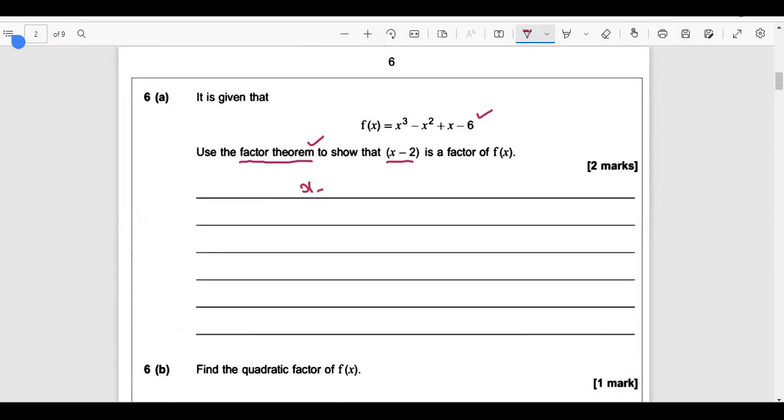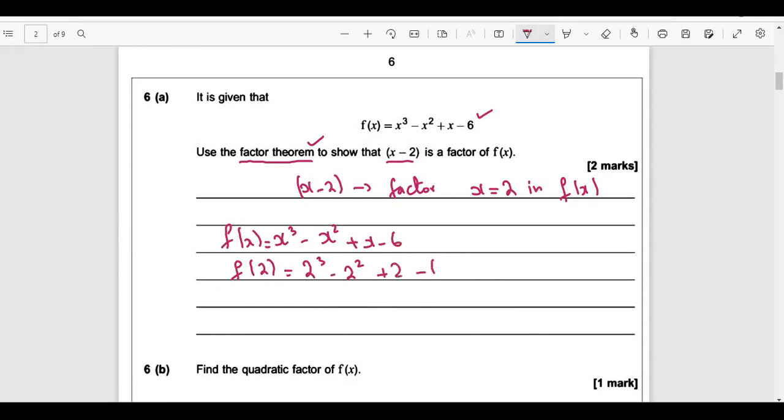So if x minus 2 is a factor, we will use x equals 2 in f of x. f of x is x cubed minus x squared plus x minus 6. This is f of x. I will plug in 2 in x and see that this would give me 0. So 2 cubed minus 2 squared plus 2 minus 6. You can just check, it would be 8 minus 4 plus 2 minus 6, sorry.